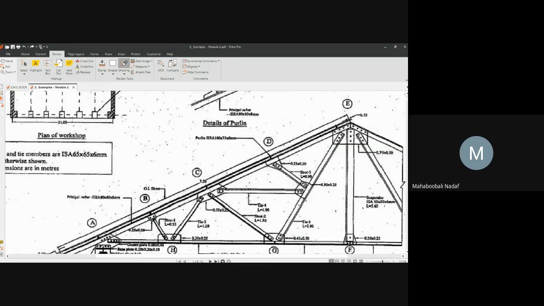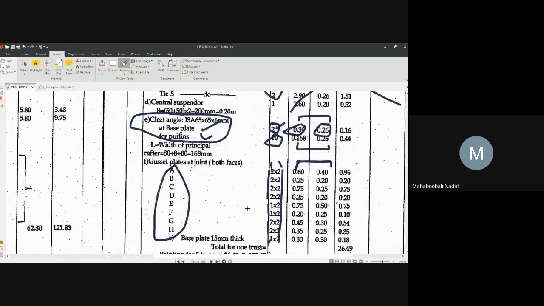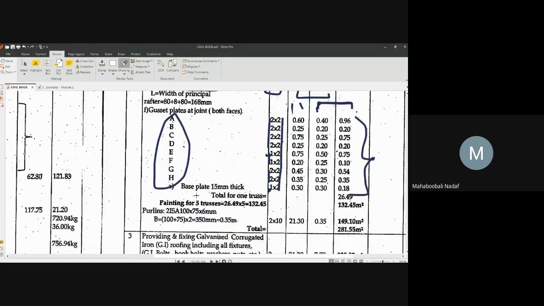And this is E. How many E and F are there from the cross section? One, sir. Only one. So that is why here only one is written. And its multiplication will give you the total square meter.